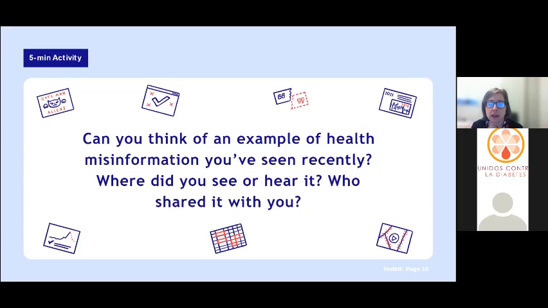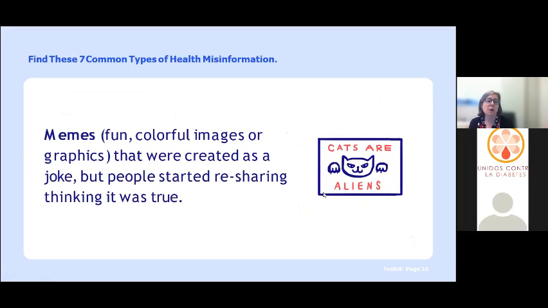Wonderful, thank you. Okay, so yeah, if we could go to the next slide. So the toolkit from the U.S. Surgeon General provides these 7 common types of health misinformation. And so, if you're on social media like Facebook or Instagram, you may run across these memes, which are fun, colorful images or graphics that are created as a joke, but occasionally people will think this information is true.